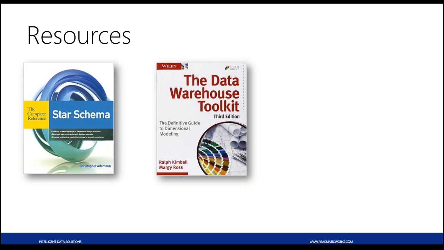Also, Star Schema: The Complete Reference is an excellent book as well. Both of these books, in my opinion, should be in every professional BI person's library. They're that great. In my opinion, The Data Warehouse Toolkit is a little more instructional, and Star Schema is a better reference book, because if you have special scenarios that you want to research, like how do I handle a fact dimension or a degenerate dimension or a junk dimension, Star Schema is going to be your go-to resource for that. So I highly recommend both of these as resources for you. Look those up. I have both of these books in PDF and in paper format.